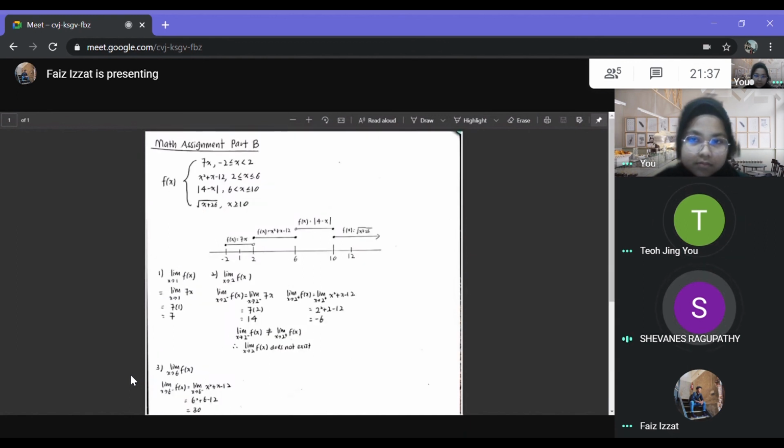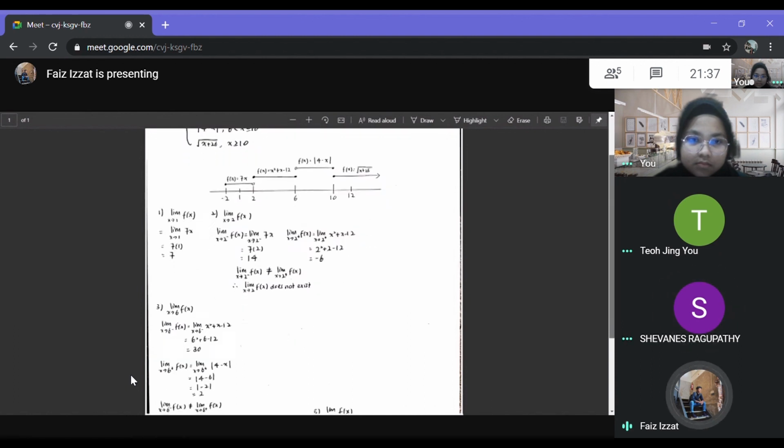Okay, so the fourth function is x plus 26, with the interval x more than or equal to 10. So I refer to the number line number 12. The number line shows that x is more than or equal to 10. So I took the function f(x) equals x plus 26.